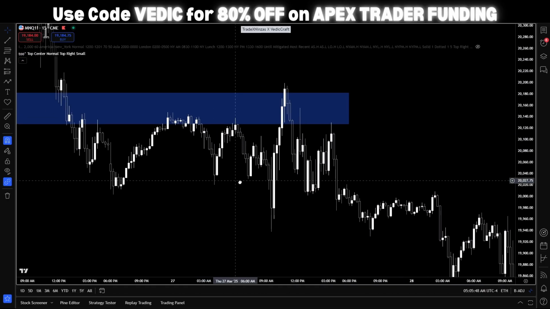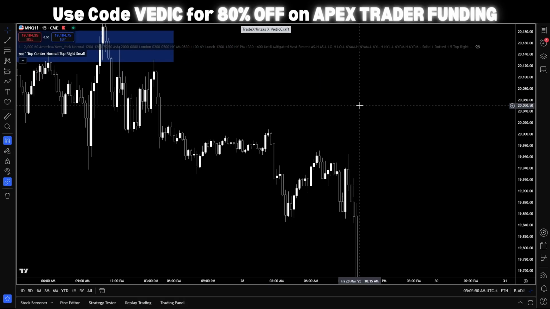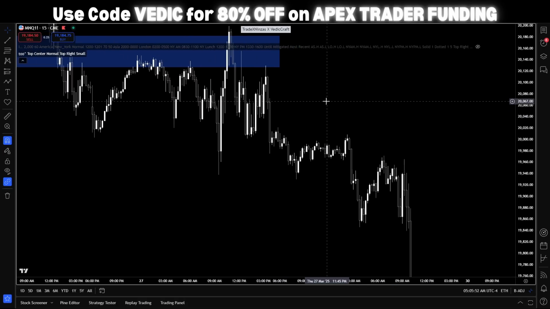Now this is the 15-minute time frame. Let me zoom into the 1 minute. You will see the exact same generating liquidity, filling imbalances, and sweeping liquidity pools on the 1 minute.